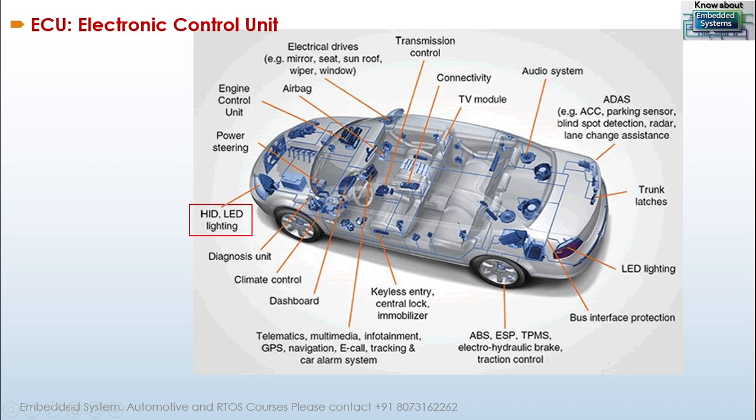Then we have the light control unit. You might already know, we can control various different lamps, that is, light intensities, like fog lamps, high beam, low beam, and so on. Different lamp illuminations we can control using the ECU.